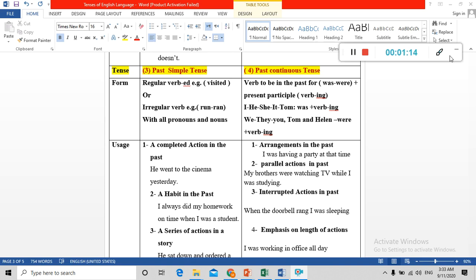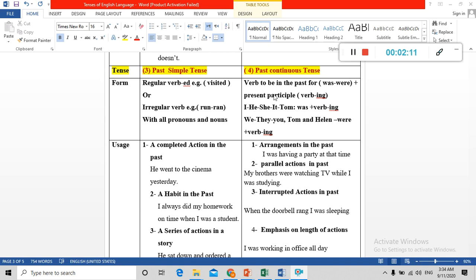First, I start with the past simple tense form. As you can see, we use the verb in the second type, or we can say using ed, verb two. With regular verbs, we just add ed. But with irregular verbs, we have to know verb two for each verb if it's irregular. Of course, with all pronouns and nouns. So if you use visit, it will be visited. Run, it will be ran, because verb two of run is ran. So we use verb two after the subject, of course.